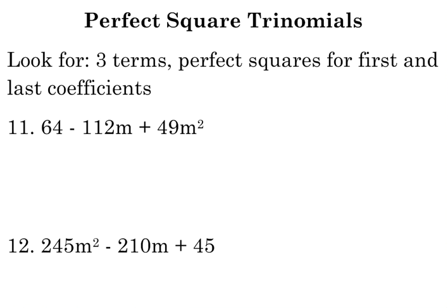So if we look at number 11, we have 64 minus 112m plus 49m squared. Now, a lot of you probably want to put that in standard form, and you can. I'm going to factor it the way that it is. So we have 3 terms. 64 is a perfect square. 49m squared is a perfect square. So this is a perfect square trinomial.